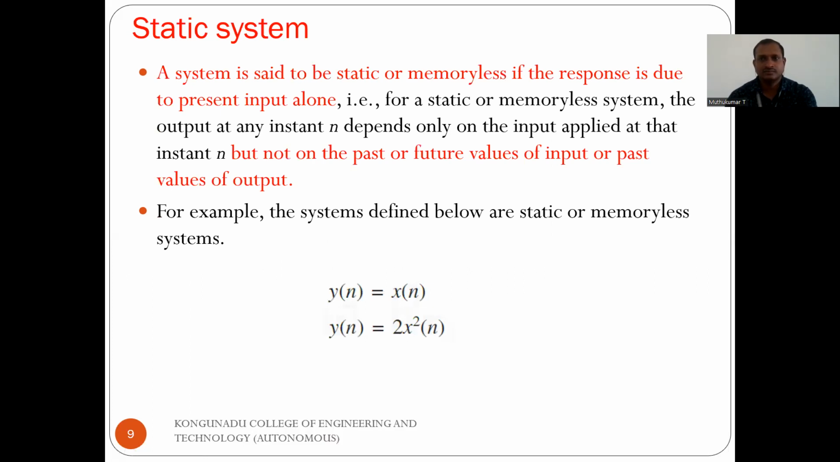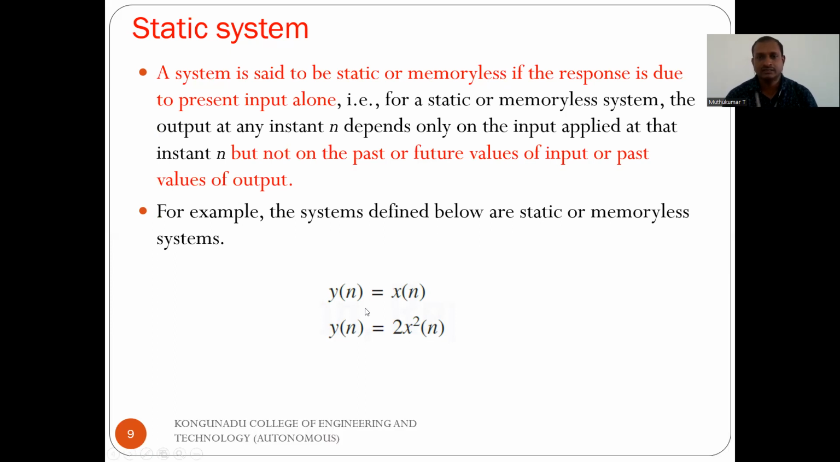So static system. A system is said to be a static or memoryless system if the response is due to the present input alone. That is, the output is due to the present input alone. It does not depend on the past or future values of input or past values of output. So output only depends upon the present input. It is called a static system, also known as a memoryless system.